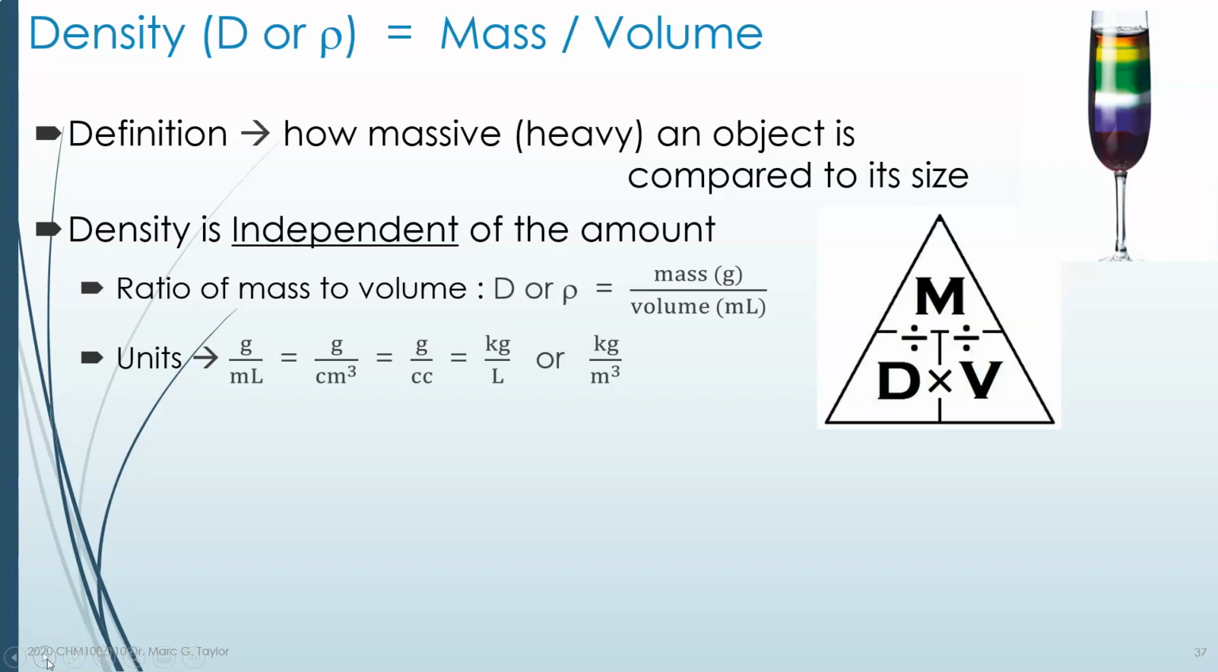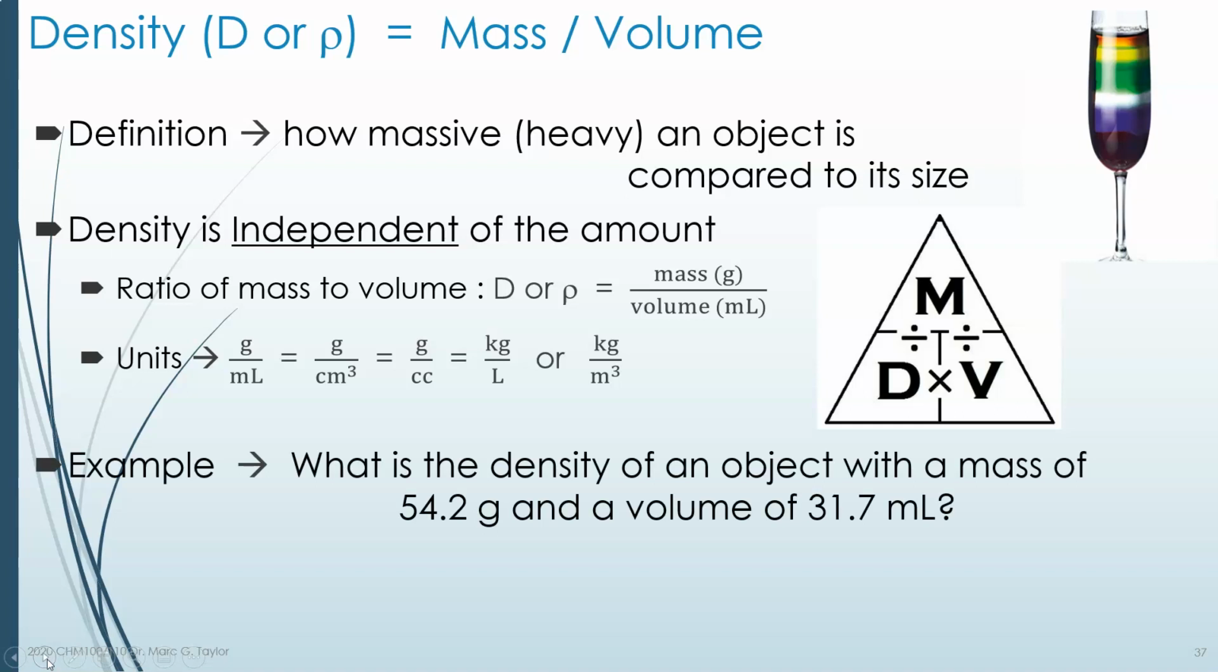Now there's another unit which is not quite the same. This is kilograms per meter cubed, and a meter cubed is 1,000 times bigger than a liter. So we use this unit for densities of objects that normally have very, very low density, and this would include gases.